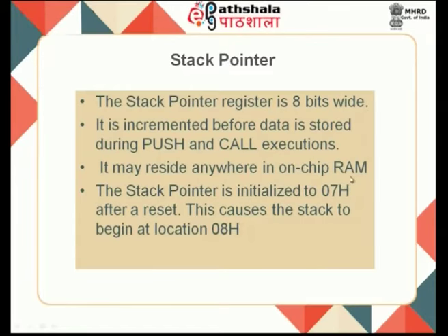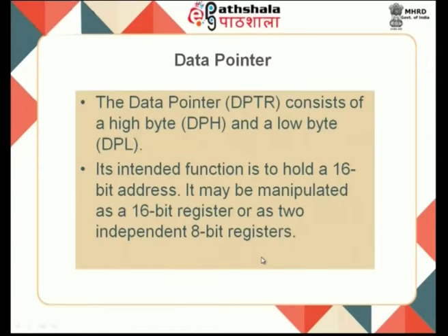By the time I am doing this particular process, I want the address to be either incremented or decremented. So, that is done with your stack pointer. It may reside anywhere in on-chip RAM, and the stack pointer is initialized to 07H after a reset. This causes the stack to begin at location 08. As I told you, this is a pointer which points to the stack top.